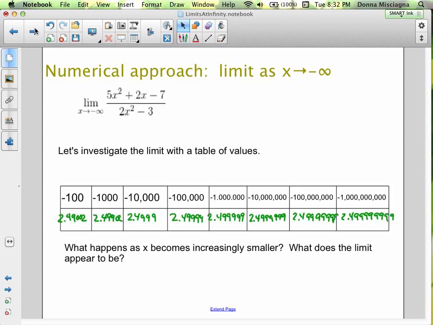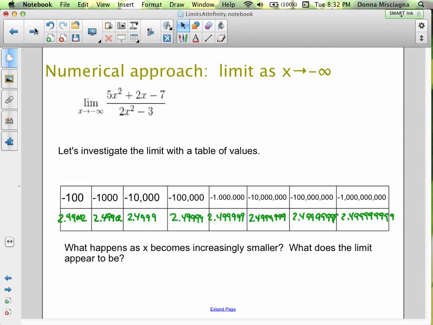Now we're going to go to negative infinity. What happens as x becomes increasingly smaller? What does the limit appear to be? We plug in negative 100, we get 2.49002. Negative 1,000 gives 2.49902. Negative 10,000 gives 2.4999. Negative 100,000 gives 2.49999.